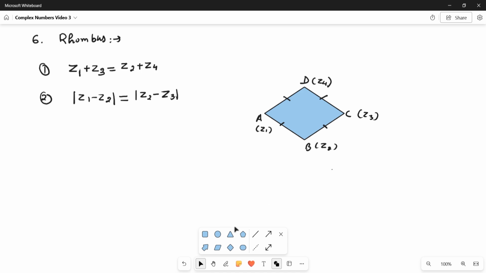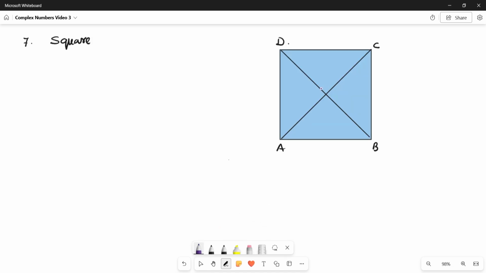Now see in squares. Now we will see here the square. Now see, this is a 90 degree angle. The conditions are: number one, like the parallelogram, this is Z1, Z2, Z3, Z4. Now Z1 plus Z3 is equal to Z2 plus Z4. Condition number one.